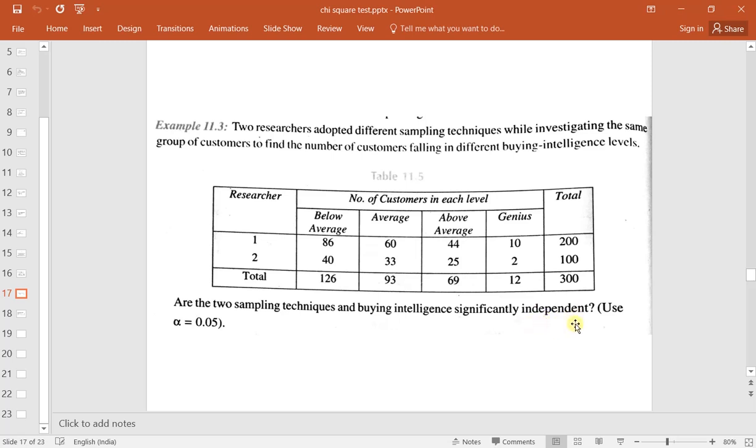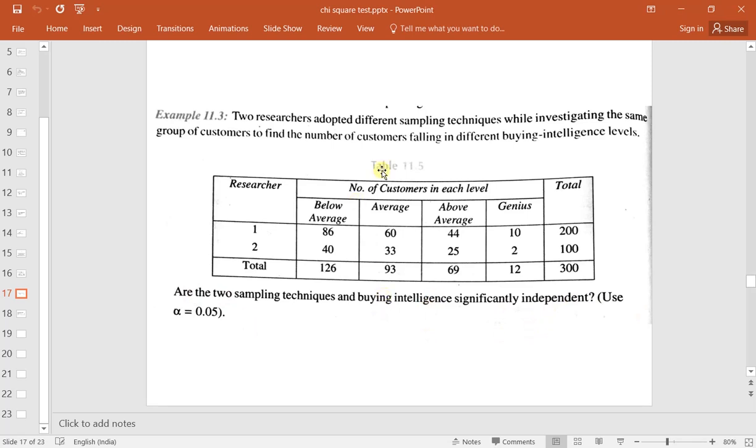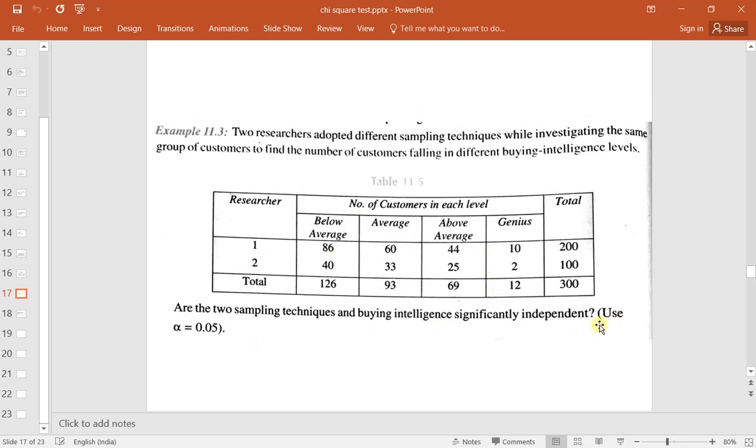That is what we are trying to prove here. If you are not able to prove it, then we will say not independent. They may be dependent. So our task is to find whether it is independent or not. If it is not independent, to some extent it may be dependent. That is like not independent. So alpha value is given, level of significance we are supposed to use is 0.05, that is like 5%. So this is your problem.